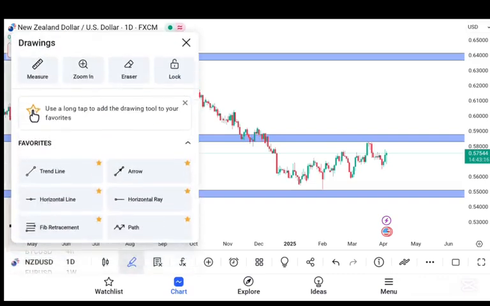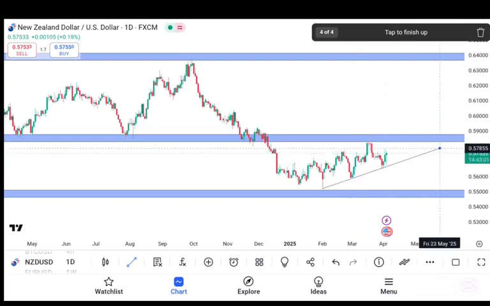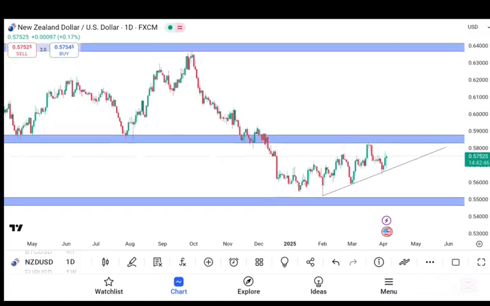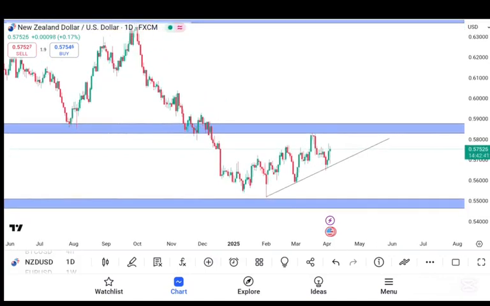So we use a trend line tool to mark out the trend. Remember how to mark your trend line. There's a video on how to mark your trend line. You don't mark your trend line on the body of the candlestick. You mark them on the wick, or the shadow, of the candlestick. So this is our trend line.